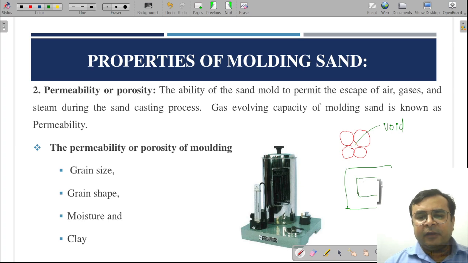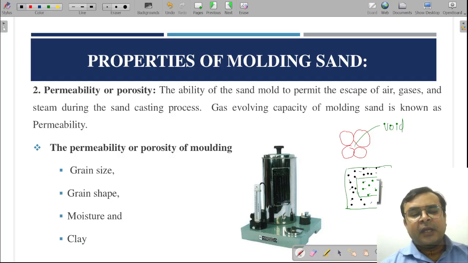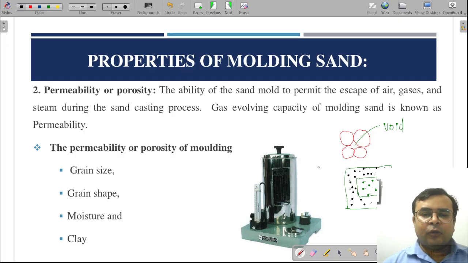When you pour the molten metal, the moisture in contact with the molten metal gets evaporated, and if it is trapped inside, it will produce gas hole type defects. So enough space must be provided so that these gases may escape from the mold box. This escaping of gases from the mold cavity is called permeability.